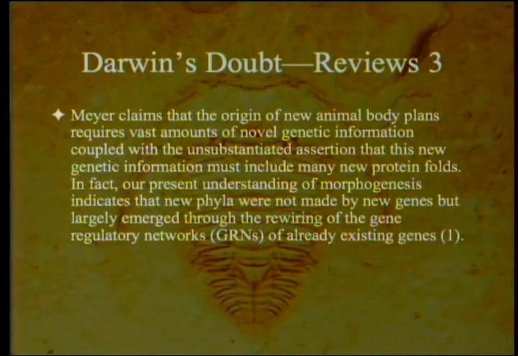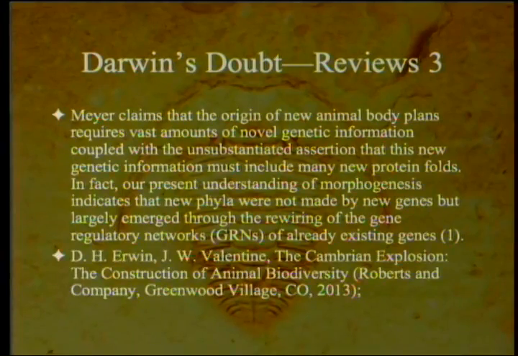In fact, our present understanding of morphogenesis indicates that new phyla were not made by new genes, but largely emerged through the rewiring of the gene regulatory networks of already existing genes. And that references the Cambrian explosion by Irwin and Valentine. But wait just a minute here. How do we know this?